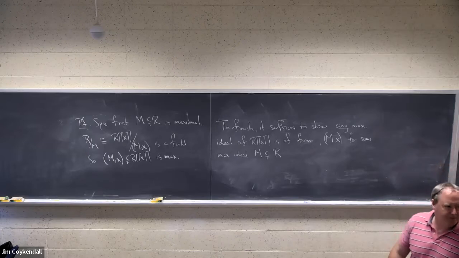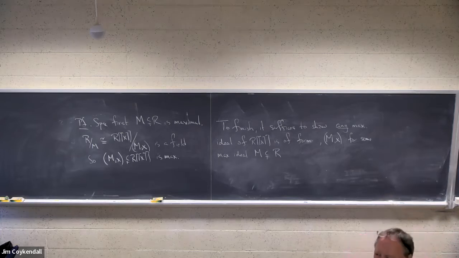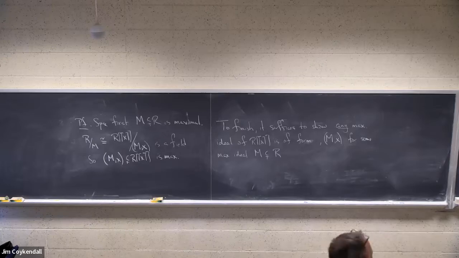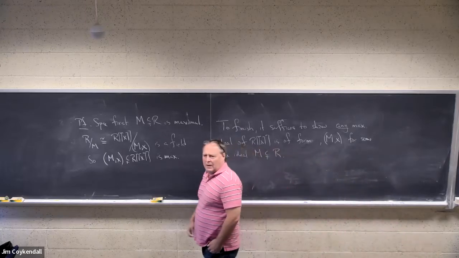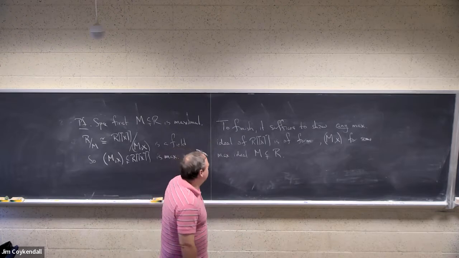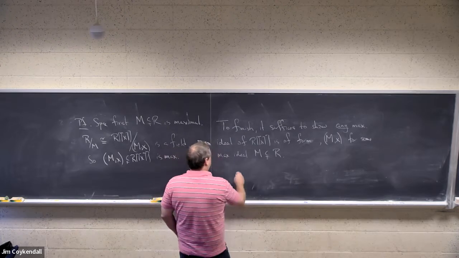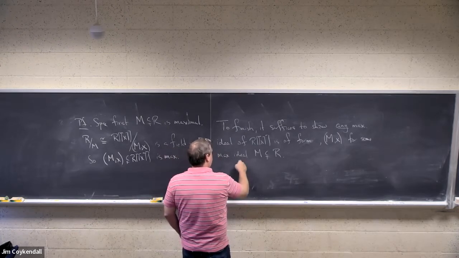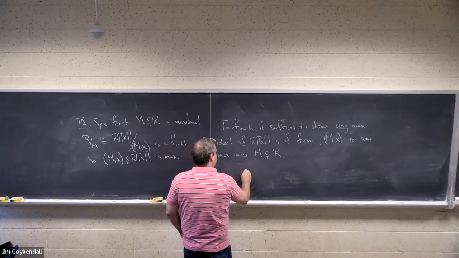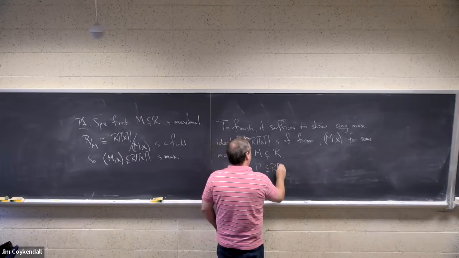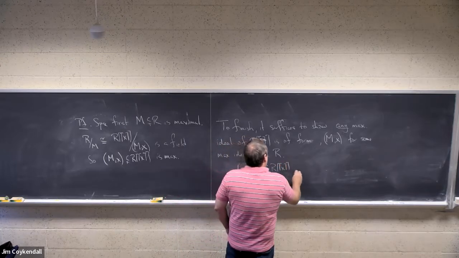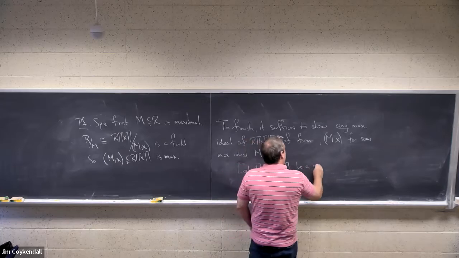Okay, how do we do it? Any ideas? What's a good first strategy? Yeah, I think that's not a good strategy. Let gamma in R[[X]] be a maximal ideal.